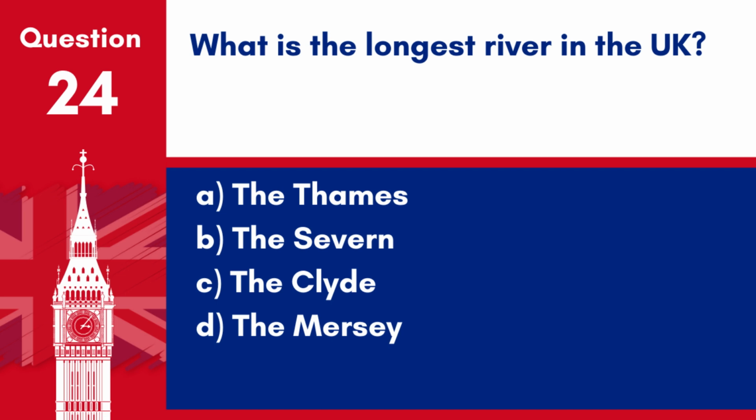Question 24. What is the longest river in the UK? A. The Thames. B. The Severn. C. The Clyde. D. The Mersey. Answer B. The Severn. The River Severn is the longest river in the United Kingdom.